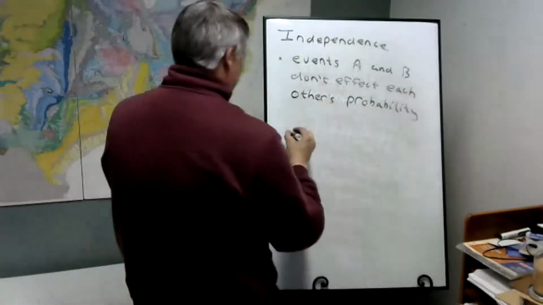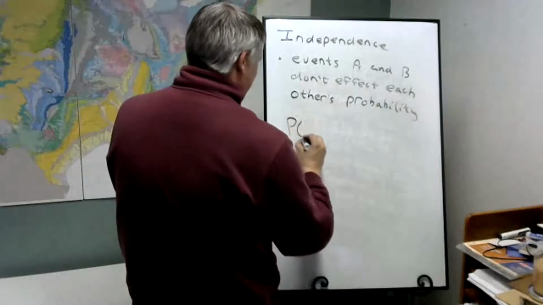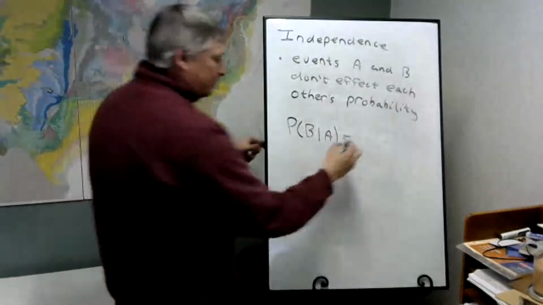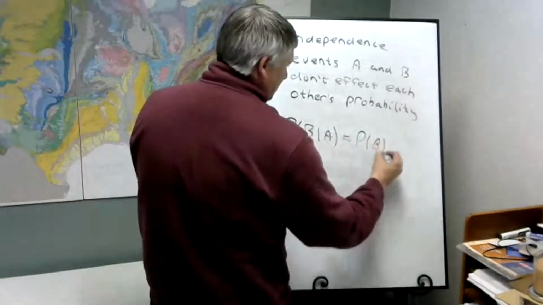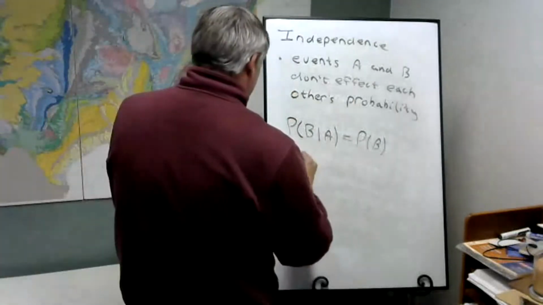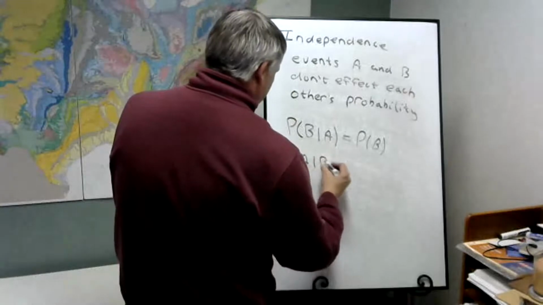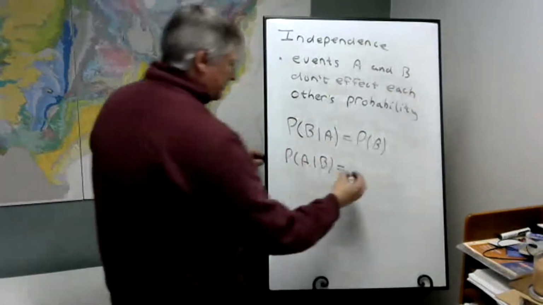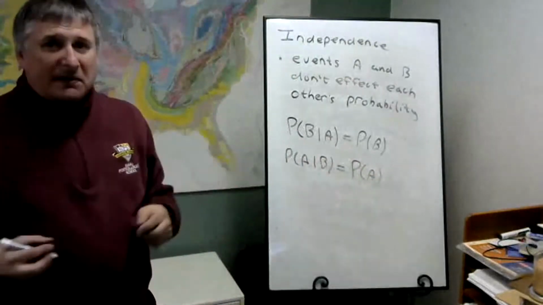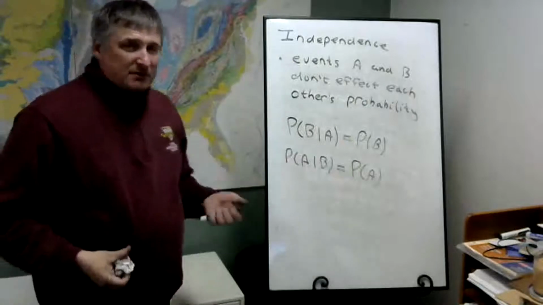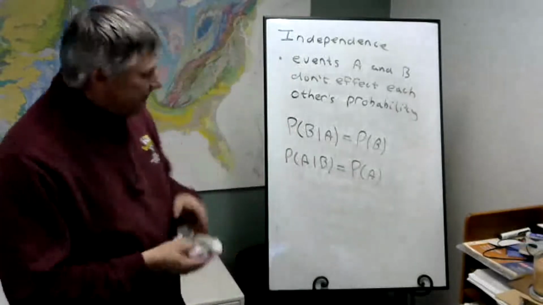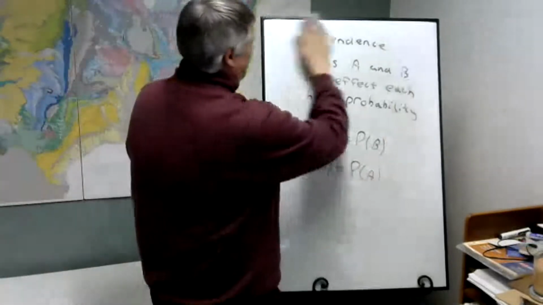Another way of putting it, the probability of event B occurring, given that A has occurred, is still going to be the probability of B if A hasn't occurred. Likewise, the probability of A occurring, given that B has occurred, is going to be the exact same probability as if event A just occurred on its own. So the presence of these other events doesn't affect each other. So let me give you an example of this, of independence and dependence.